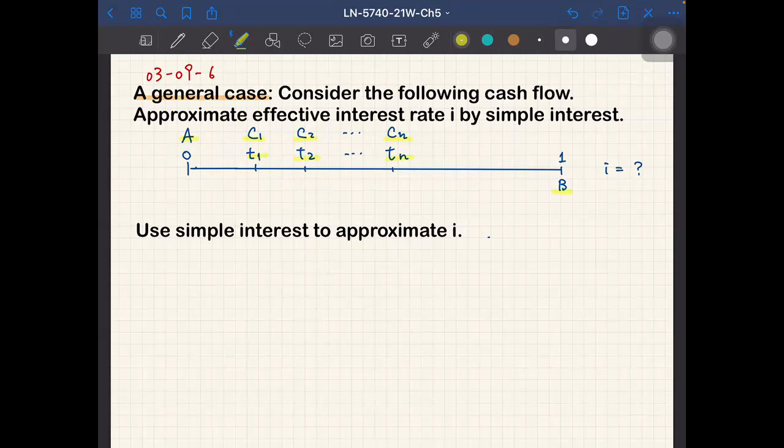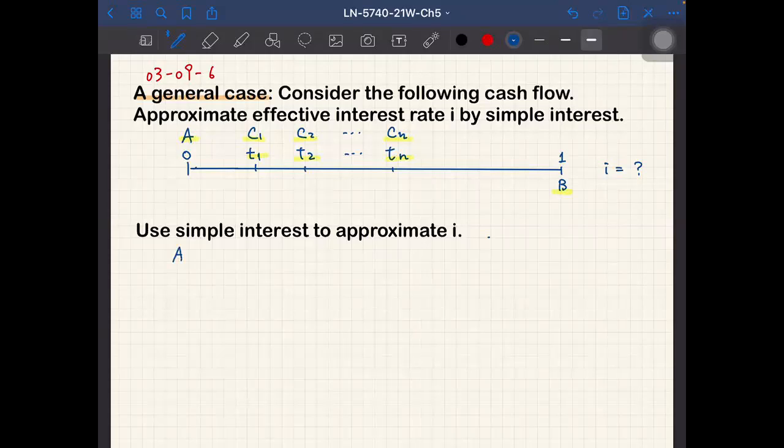Okay, so the interest rate is pretty complicated because these T1 to Tn are fractional. So we approximate this by simple interest. Simple interest is proportional to the time period, so it's not too complicated even if the Tk are fractional. So we can think about this similarly to the previous example.